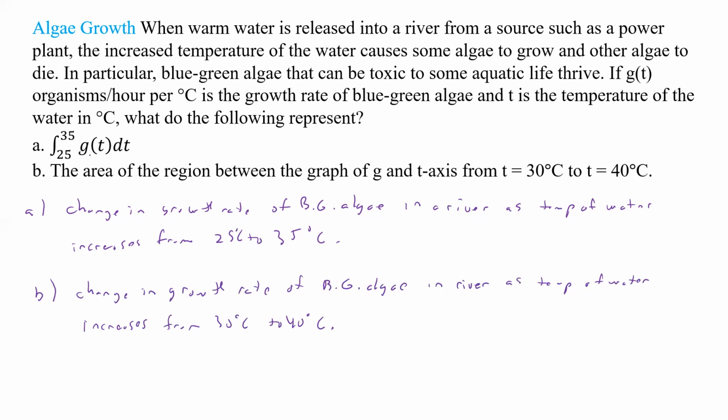So both of them are representing our change in growth of our blue-green algae in the river. This one is a definite integral, so it gives us definite values from 25 degrees to 35 degrees C. And this one says it's going to be the area of the region under the graph. Again, with that integral, what it's doing is finding the area under the graph. And the area of the region between the graph and the axis is going to be the same thing. It's going to give us that change in growth rate.